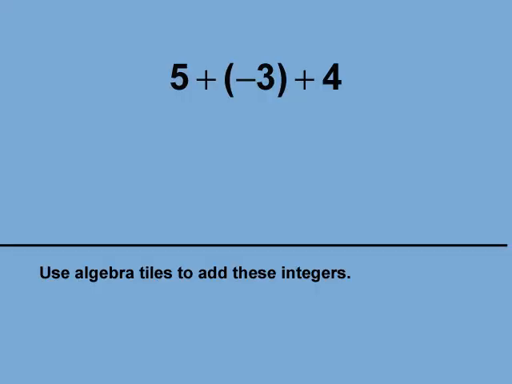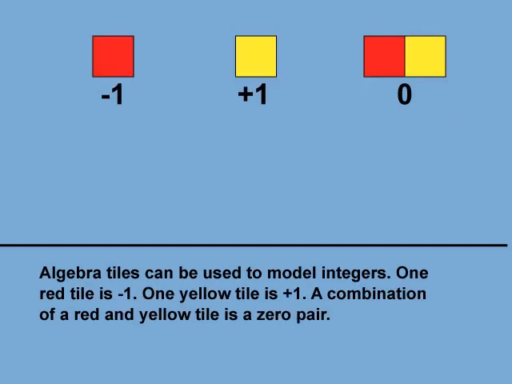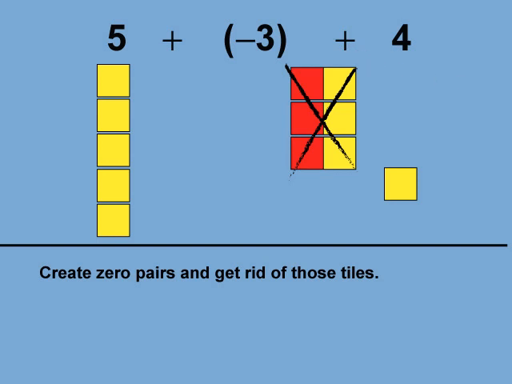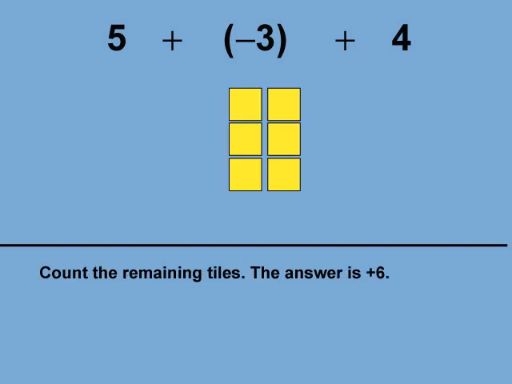Use algebra tiles to add these integers, 5 plus -3 plus 4. Algebra tiles can be used to model integers. One red tile is -1, one yellow tile is +1. A combination of a red and yellow tile is a 0 pair. Use algebra tiles to model the numerical expression 5 plus -3 plus 4. Create 0 pairs and get rid of those tiles. Count the remaining tiles. The answer is +6.